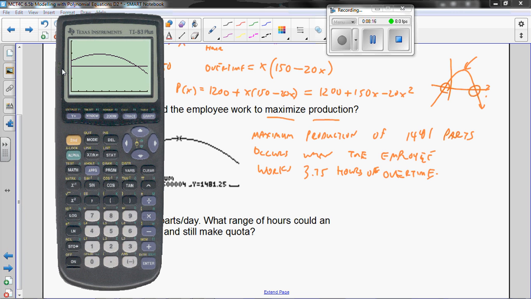It looks like I could work less than that and still get my 1,000 parts in. So I'm going to actually go back a little bit here and go to negative maybe 5 hours and have a look. There's my parabola. Now who knows what this means as far as negative. Well, I think I do know what negative hours overtime means. It means that you work less than a full workday. A workday would be 0 hours overtime, and if a worker works less than that, they could still make quota.